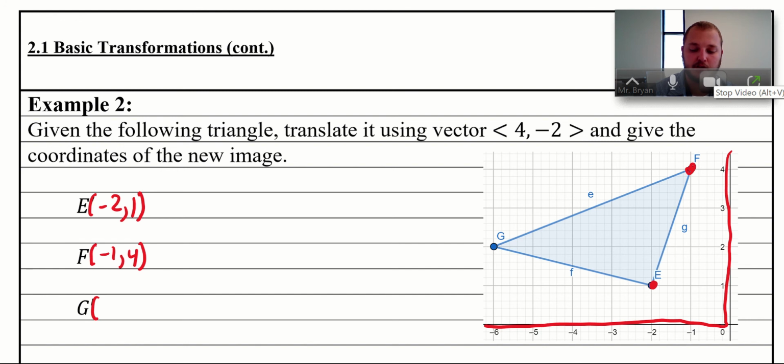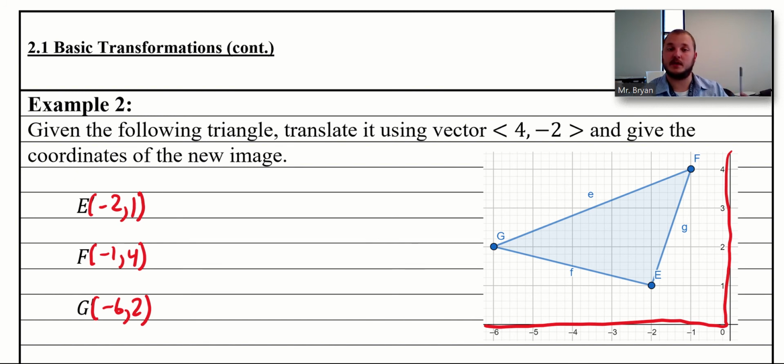And then finally G is at the point (-6, 2). Okay? And again, the goal is the same. We're trying to translate here. In this case, when it says using the vector <4, -2>, that doesn't mean I put that as a point, kind of like we did on GeoGebra.